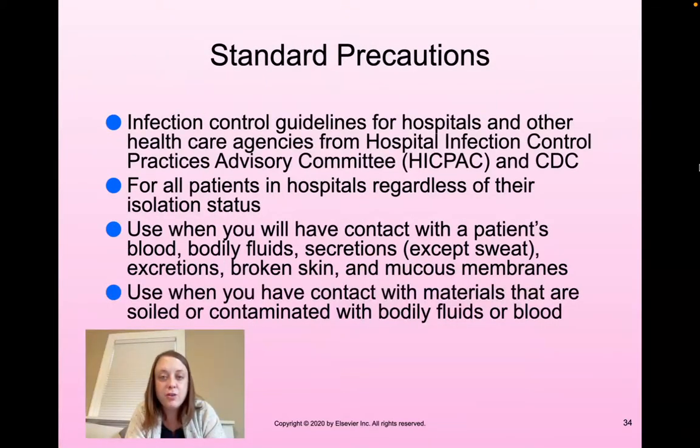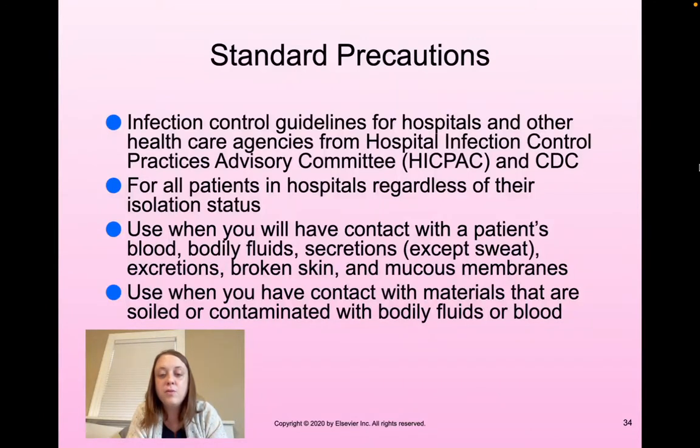With all of our patients, we're going to be utilizing standard precautions. And standard precautions are the infection control guidelines for hospitals and also for other healthcare agencies from the Hospital Infection Control Practices Advisory Committee, or the HICPAC, and also from the CDC. Standard precautions are for all patients in hospitals, regardless of what other isolation status they might also have. So we use standard precautions whenever we'll have contact with the patient's blood, bodily fluids, secretions, except for sweat, excretions, broken skin, and mucous membranes.